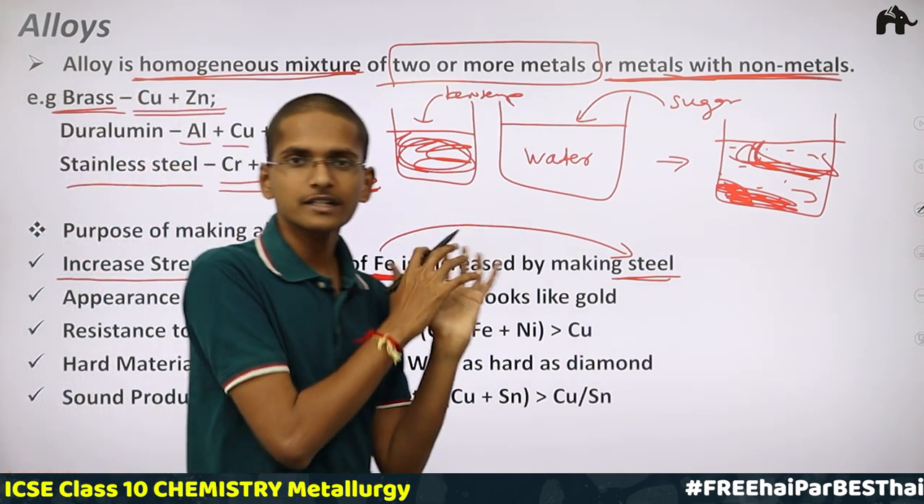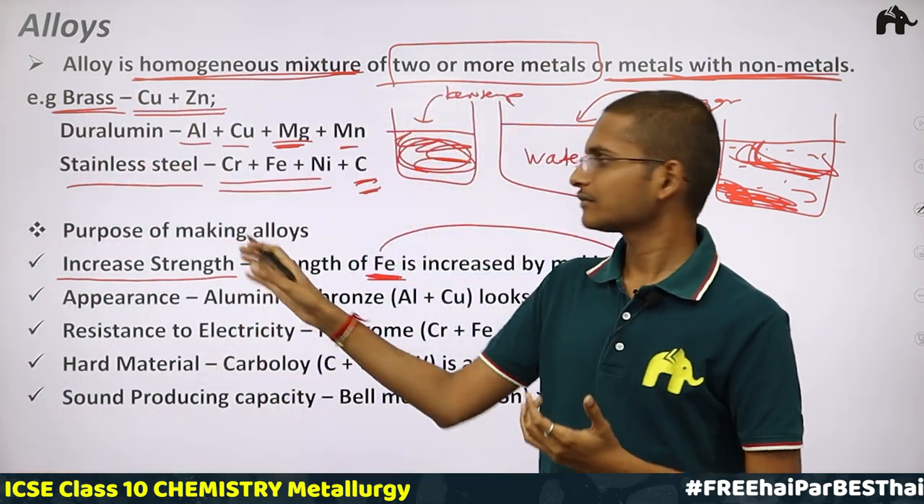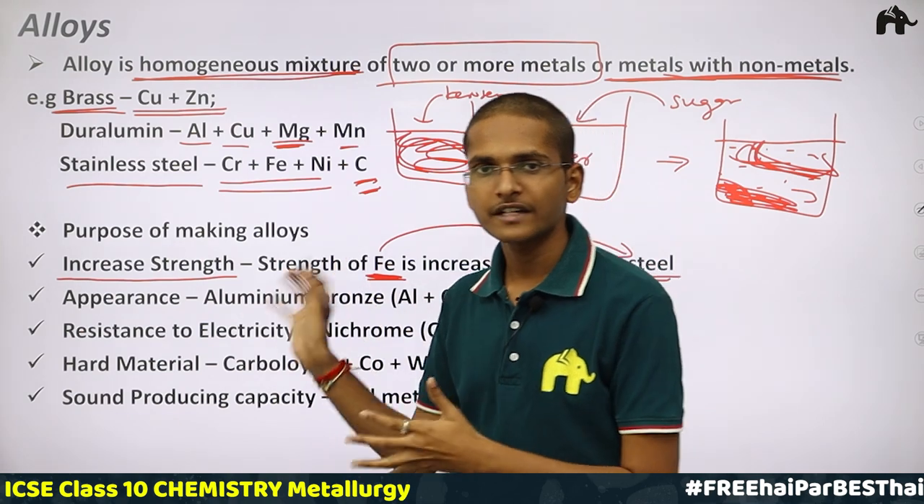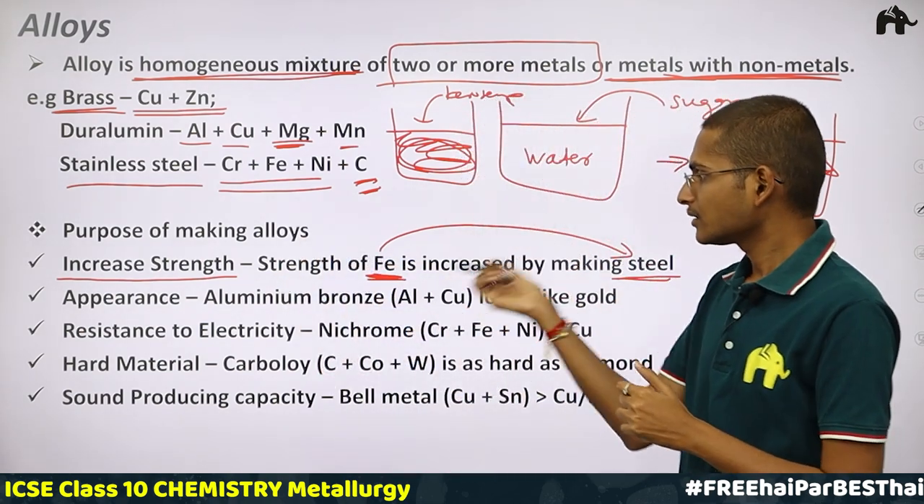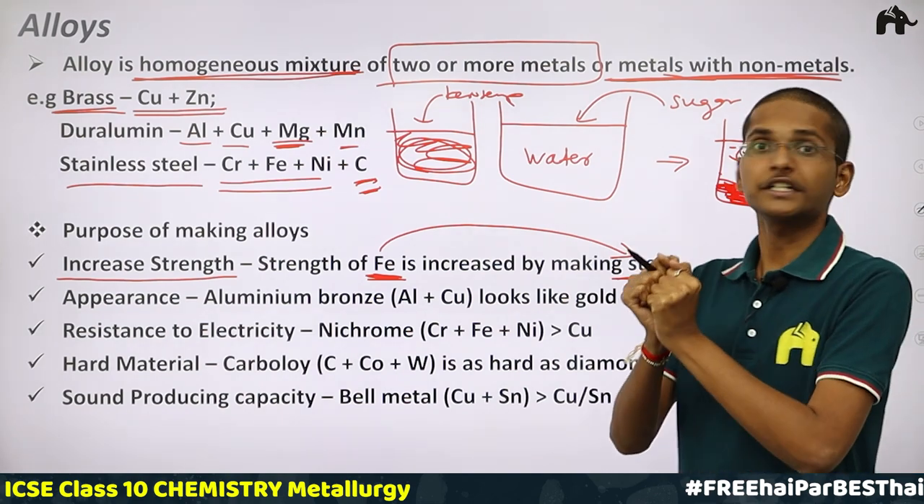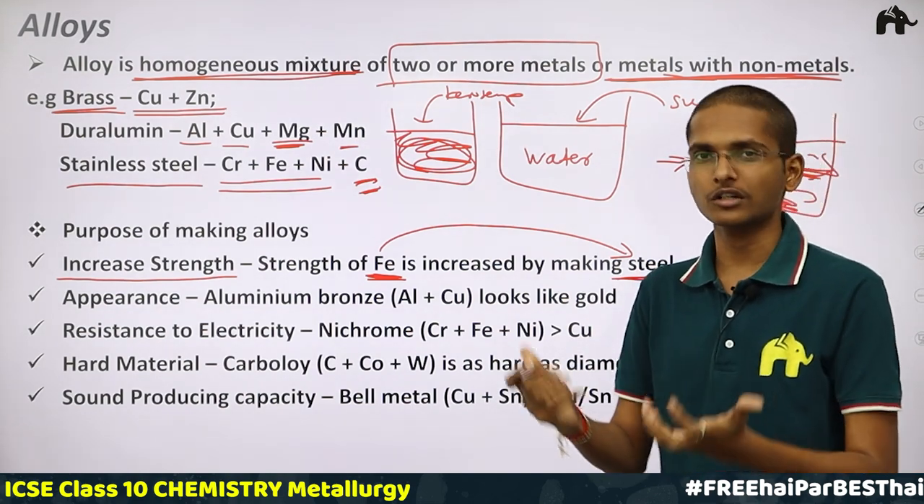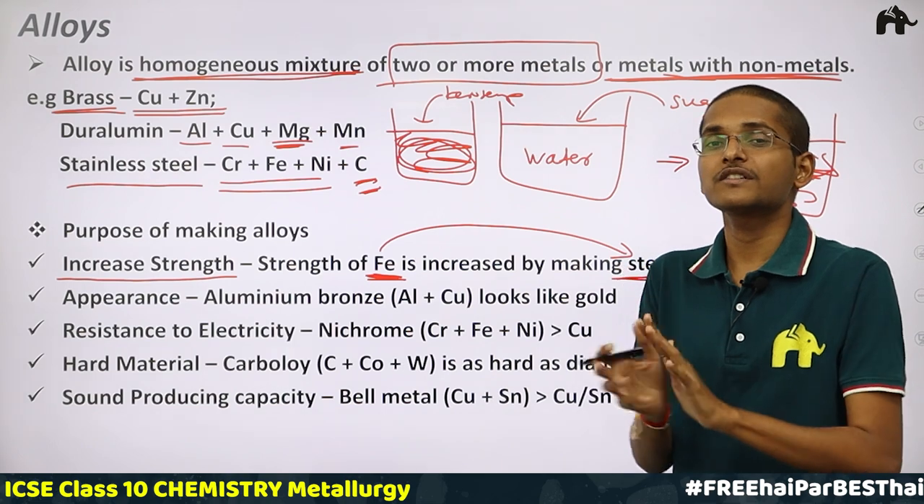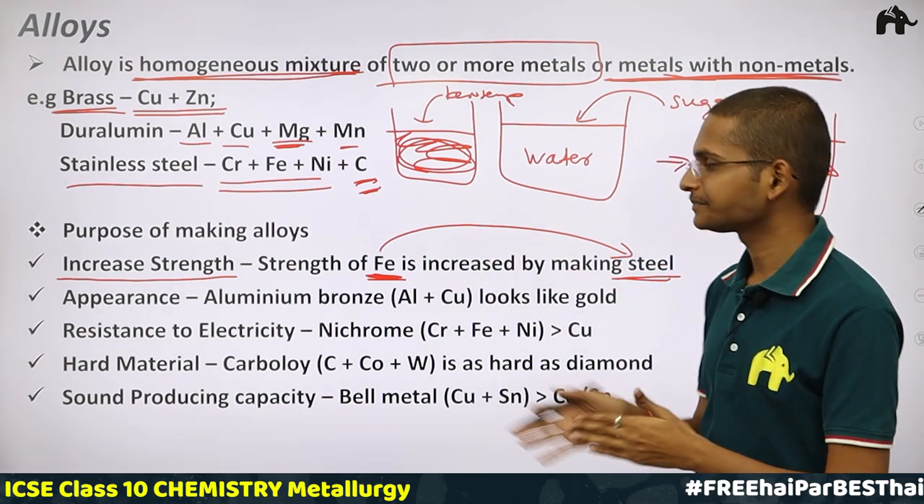But first of all, you should understand why we are making alloys. First is to increase the strength. Iron's strength can be increased if we use this iron and make an alloy which is called stainless steel. Stainless steel is very tough. You would have heard about it a lot, stainless steel. We use stainless steel a lot in our day-to-day life.